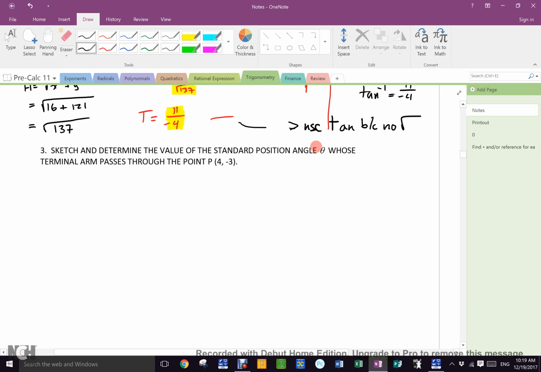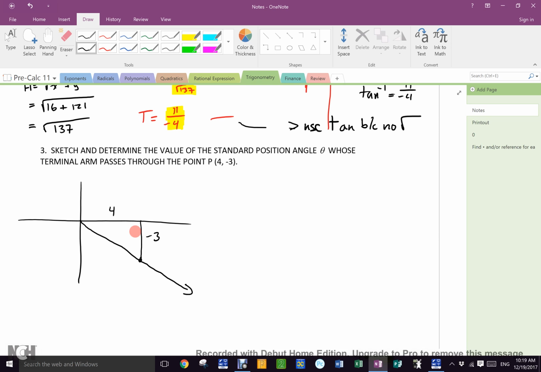All right, here we go. Let's do this again. Sketch and determine the value of the angle whose terminal arm passes through this point. Where is 4, negative 3? Fourth quadrant. Out 4, down 3, right? So I need to make the triangle. Does everyone agree? Where is my triangle? It's right here, yes?